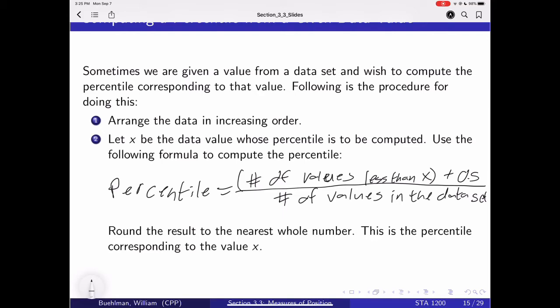When you get this, round the result to the nearest whole number. This is the percentile, the corresponding value. Notice here we just round to the nearest whole number, not round up, round to the nearest whole number. So you've got to remember all these rules.